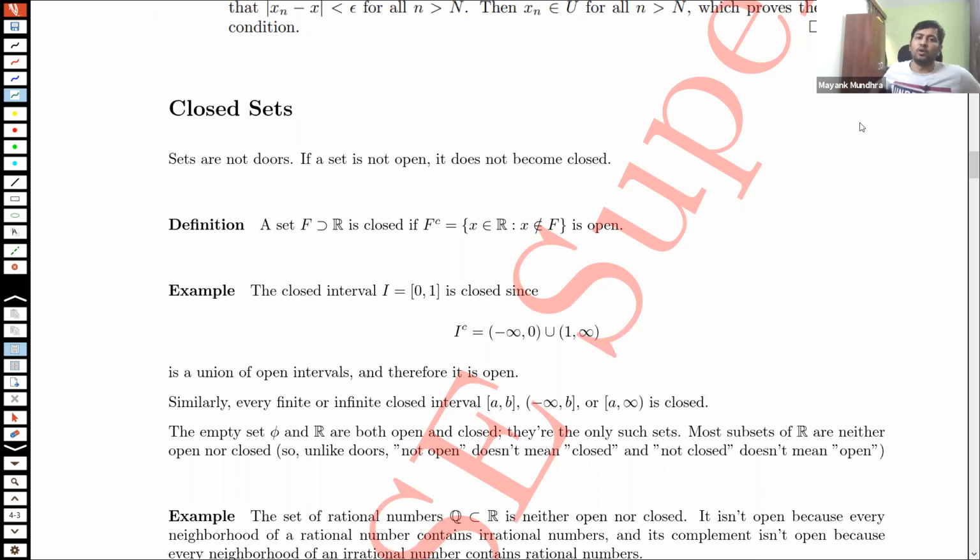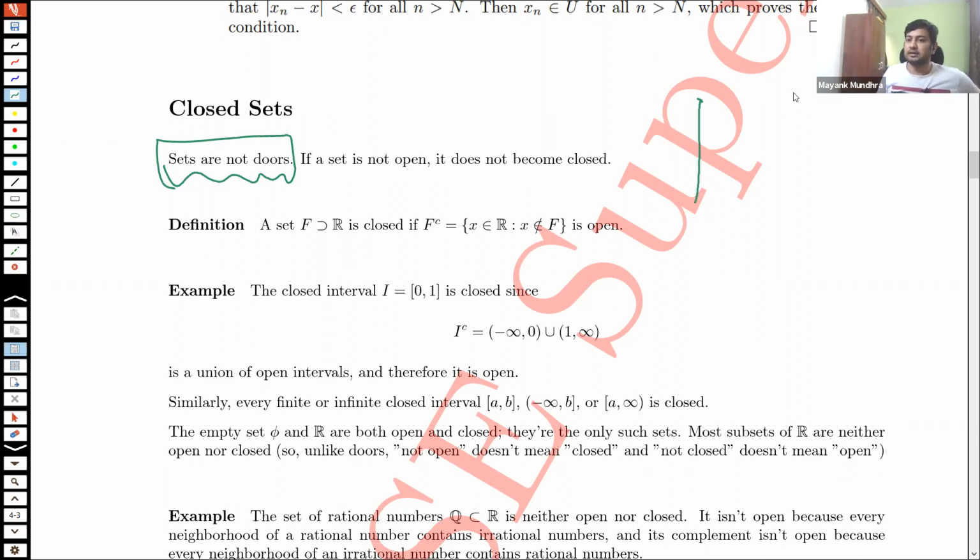Let's move to closed sets. Okay, the most important thing is sets are not doors. Doors are either closed or open. If a door is not closed, it's open. If a door is not open, it's closed. But sets are not like that. If a set is not open, it does not imply that it is closed.